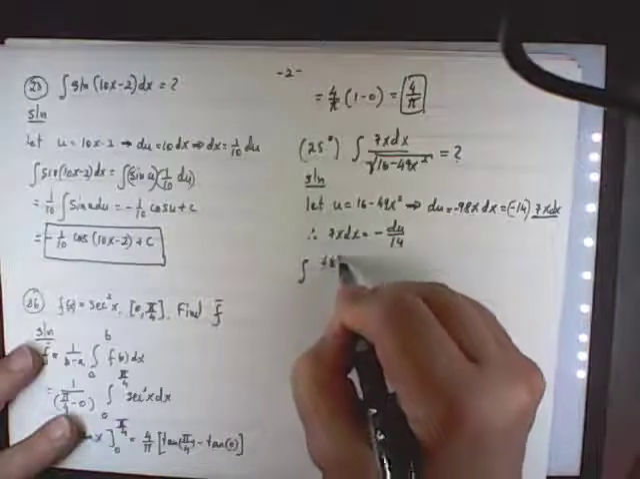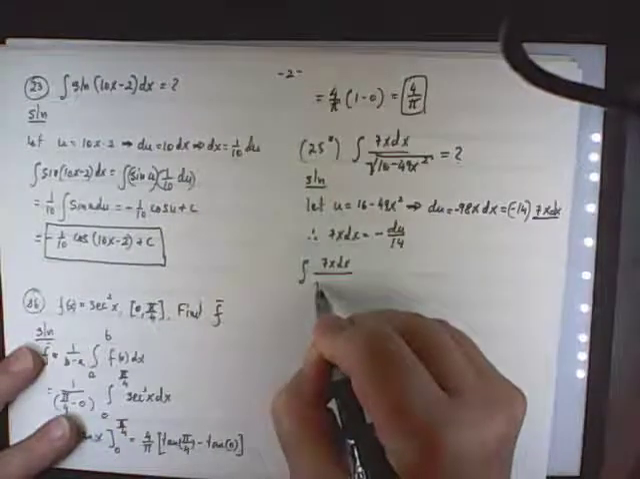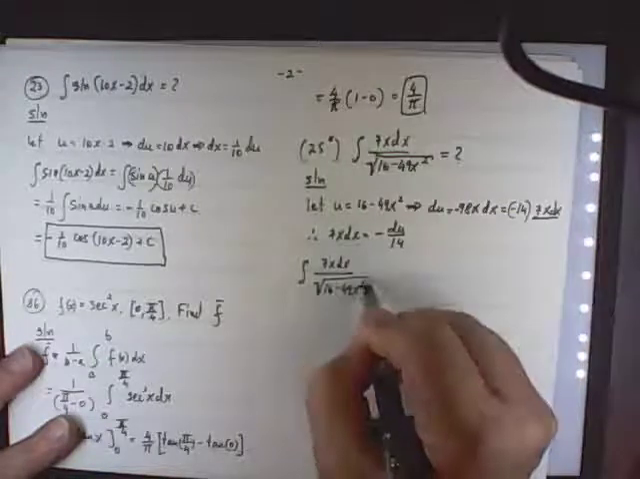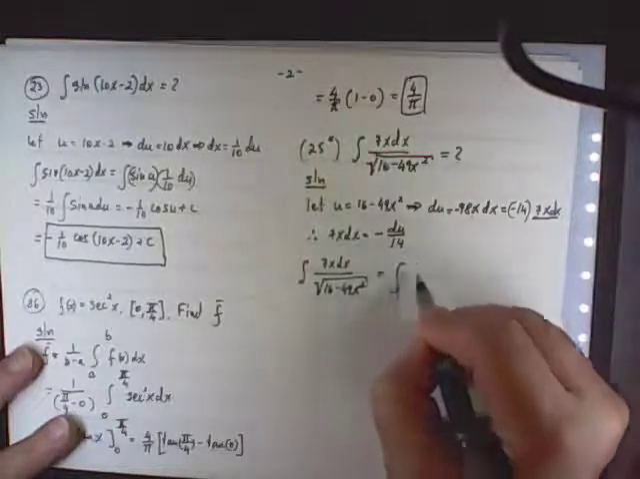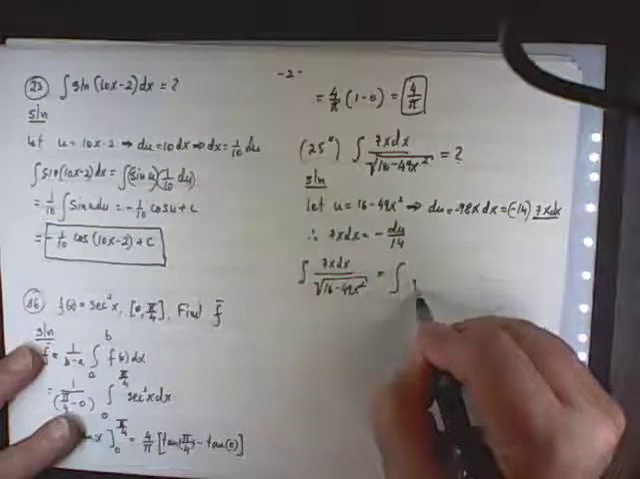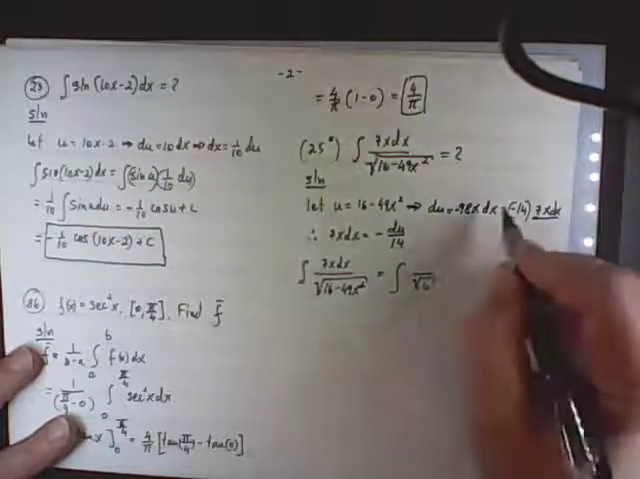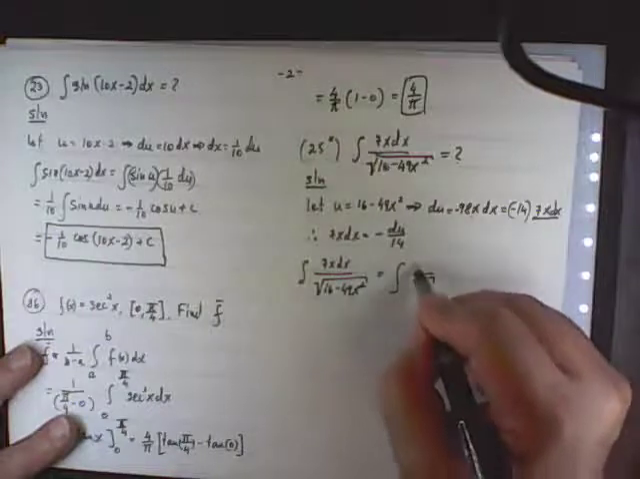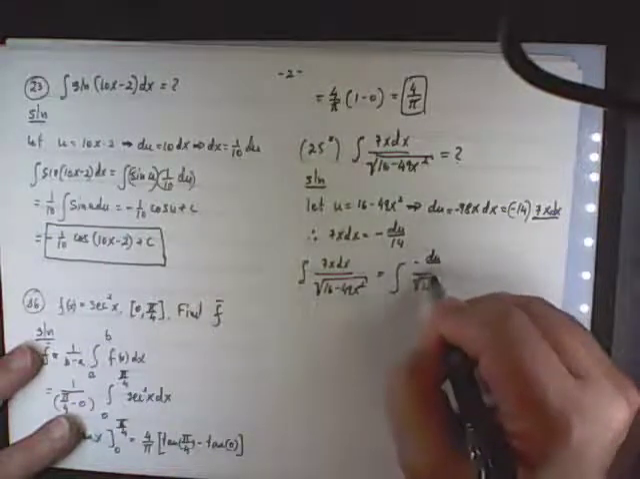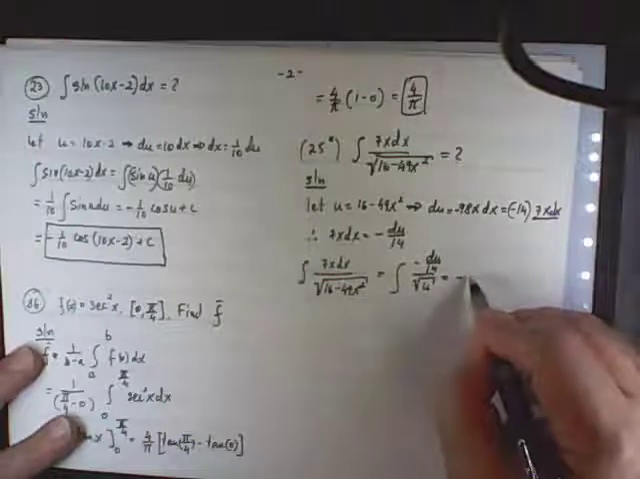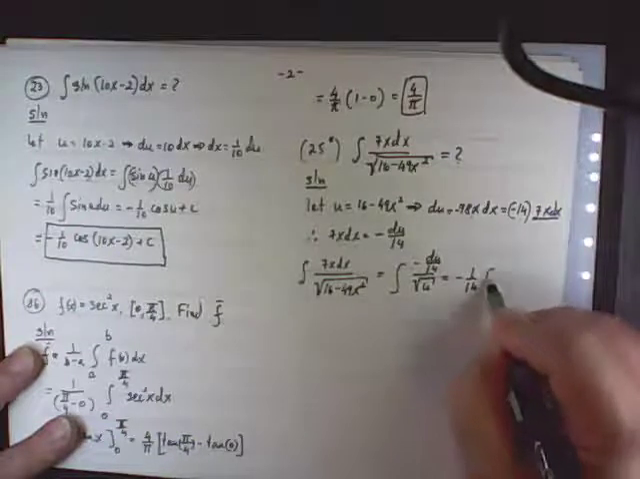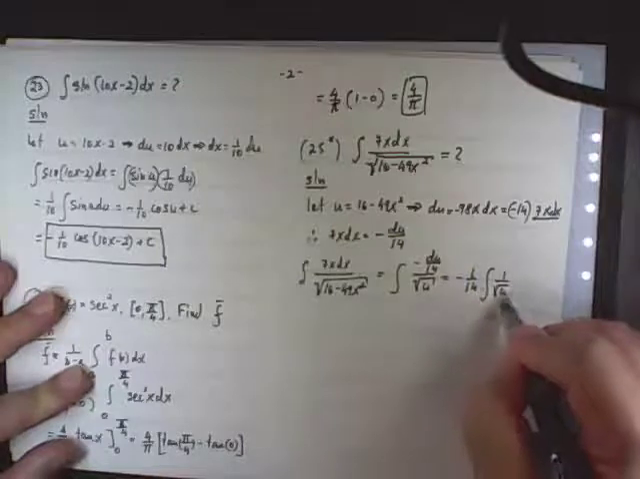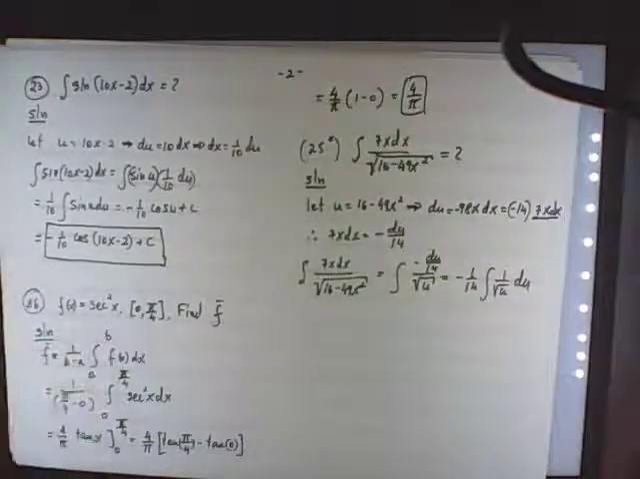And now I'm good to go, because now my integral, instead of having this ugly thing, in the denominator we'll simply have the square root of u. And in the numerator we'll have negative du divided by 14. Of course, we can yank out 1 over 14, and we have the integral of 1 over square root of u du. Now, this is a piece of cake.